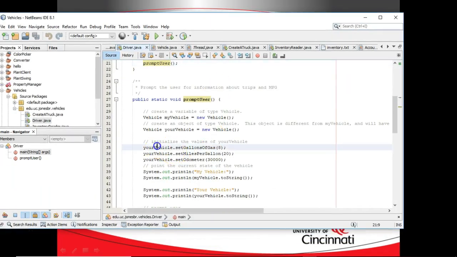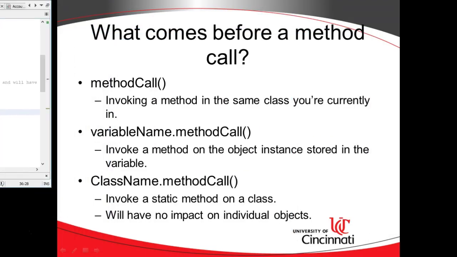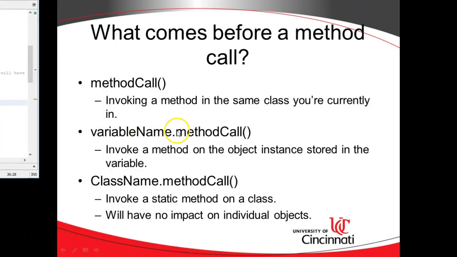Now let's look at the second example. The second example is yourVehicle.setGallonsOfGas and .setMilesPerGallon. In that case, we're invoking this method, but the method is a type of method we call non-static. That's the default type of method. A non-static method means that you are invoking this method on an object, and you only want to change the values of that object, or you only want to change the state of that object.